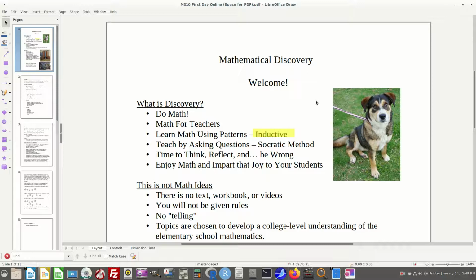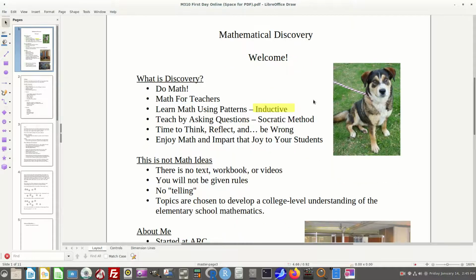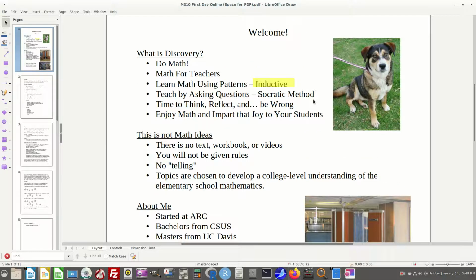Every semester I have a few students who simply love math and they want to take more math classes, and I think this is a perfect place to be. So this is not a math ideas course, so I want that to be very clear. So Math 300 is very different from Math 310.